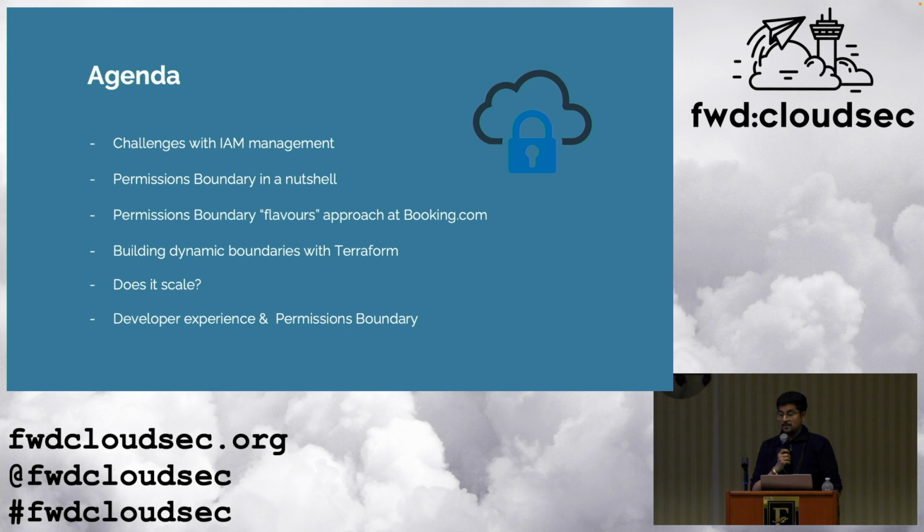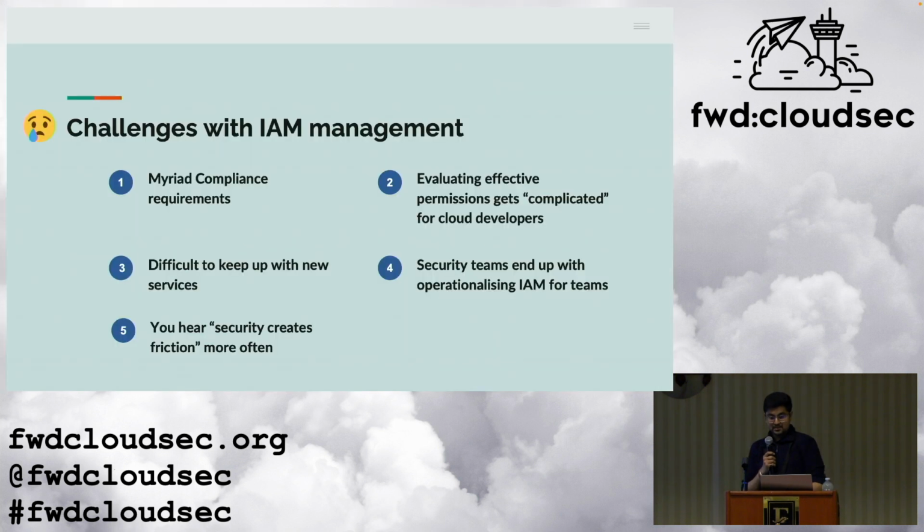So the agenda for today would be the challenges with IAM management, especially for organizations with a greater cloud footprint. Then we'll talk about permission boundaries in a nutshell. Trust me, I wouldn't read the AWS documentation here. Then we'll move into how at Booking.com we tackle the permission boundary with a flavored approach that might be very different from the generic use case. And then we'll talk about the implementation, that's building dynamic boundaries with Terraform. And I'm sure you might have a question towards the end: does it scale? So I have some homework done to answer that question beforehand. And towards the end, we'll also talk a bit about developer experience and how permission boundaries go hand in hand together. So let's get started.